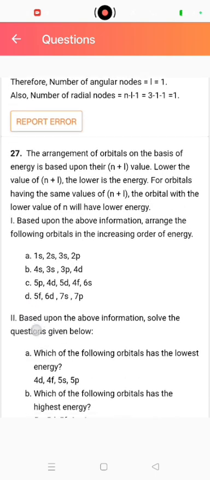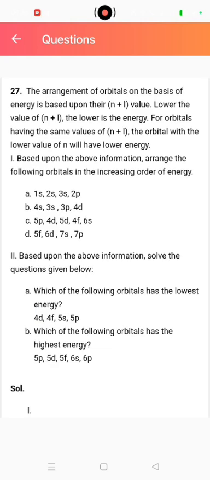The arrangement of orbitals on the basis of energy is based upon their n plus l value. So if they ask you to arrange orbitals in increasing or decreasing order, you have to find the n plus l value. The lower the n plus l value, the lower the energy.